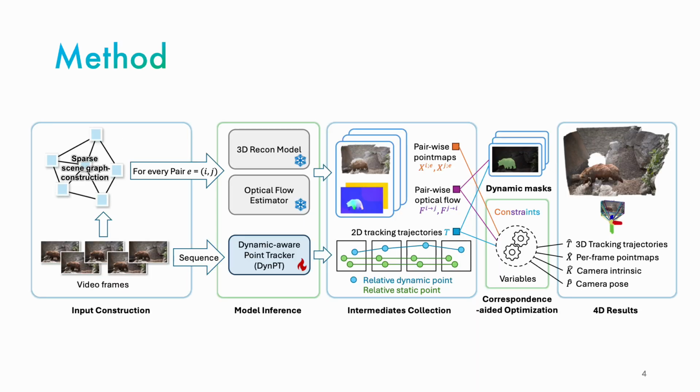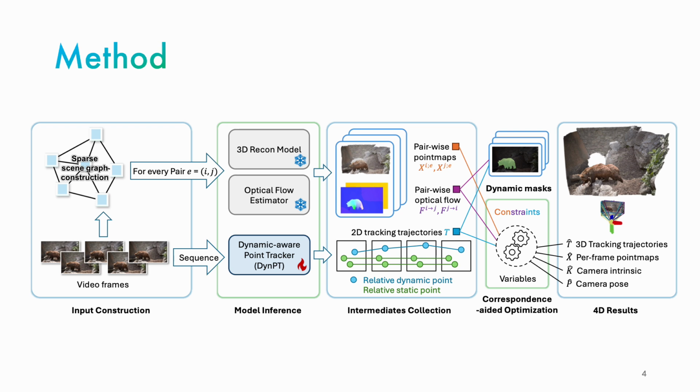This slide provides a schematic overview of our C4D framework. Given a monocular video input, the process begins with the construction of a sparse scene graph. For each pair of frames in the graph, we perform three operations in parallel. We employ a pre-trained 3D model, such as DUSt3R, to predict pairwise point maps. We use an off-the-shelf estimator for optical flow, and we utilize our novel dynamic-aware point tracker, aka DIN-PT, to generate long-term 2D trajectories.